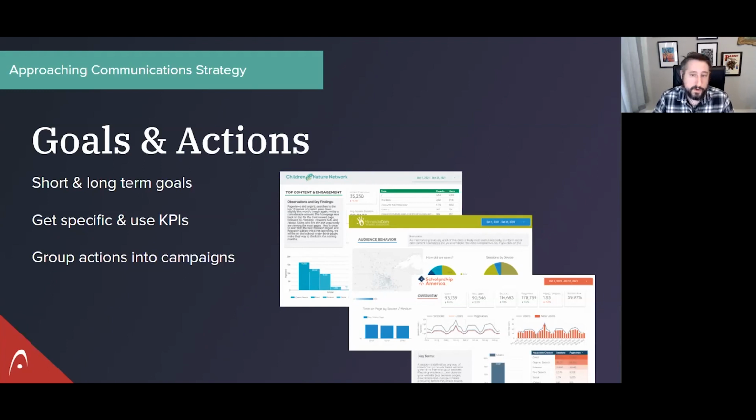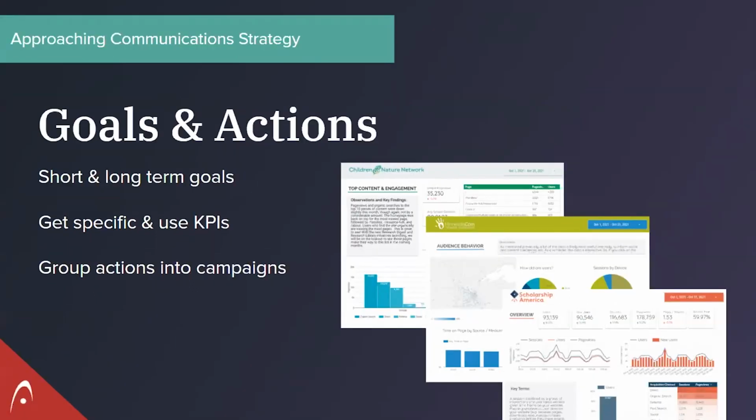So goals being specific, we mean what, how, and when. So what is the goal? How are you going to achieve that goal? What's the plan? And then when do you want that goal done? And then using KPIs, or key performance indicators, that are around that goal that you think will contribute to meeting the goal. And then grouping your actions for communications into more of a campaign model. We find that really helps.